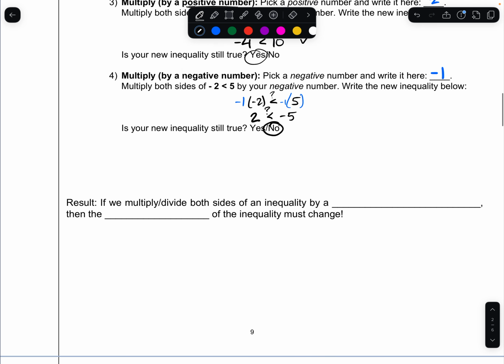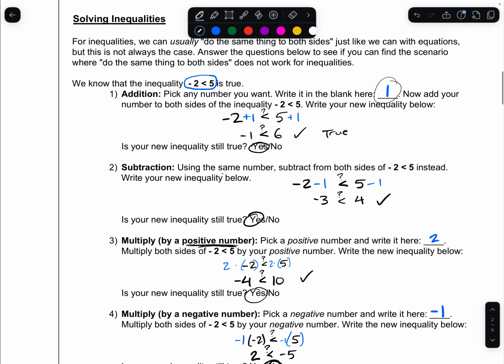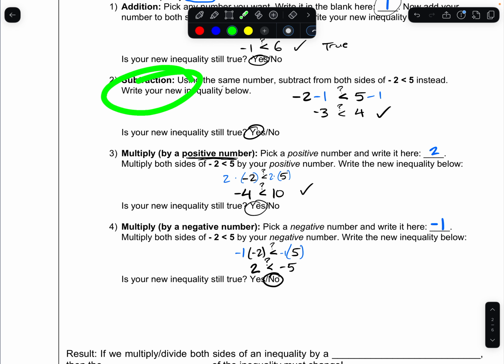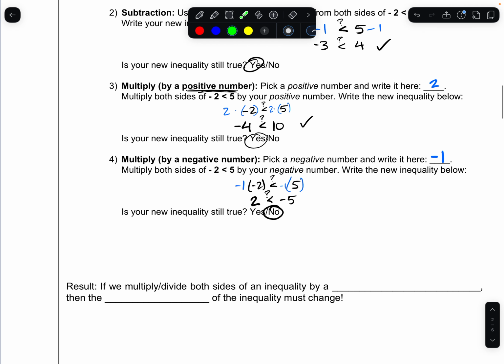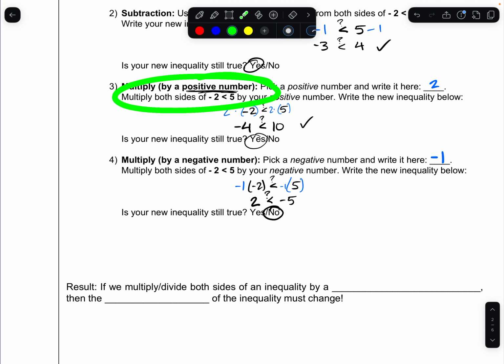So again, this is not a proof, but it turns out that we can add any number we want. You might have picked a negative number here. It would still be true. You can add that number to both sides of your inequality. You can subtract that number from both sides of your inequality and still get a true statement. You can even multiply both sides of a true inequality by any positive number you want. I chose 2, might be something else. But when you multiply by a negative number on both sides of a true inequality, you will always get something that's false.